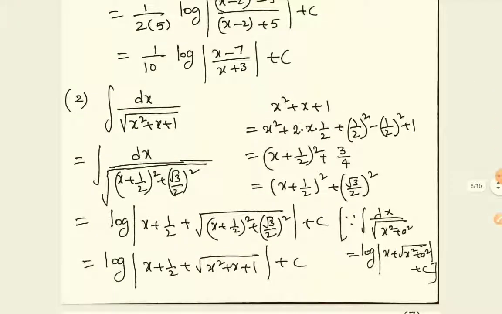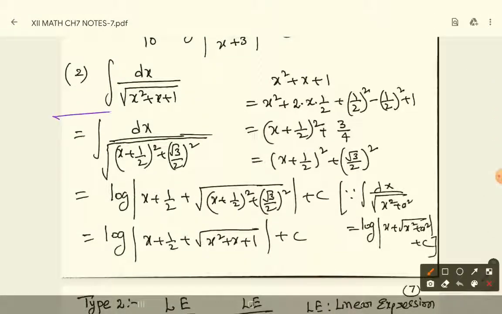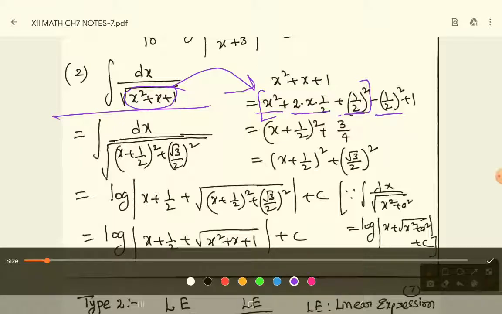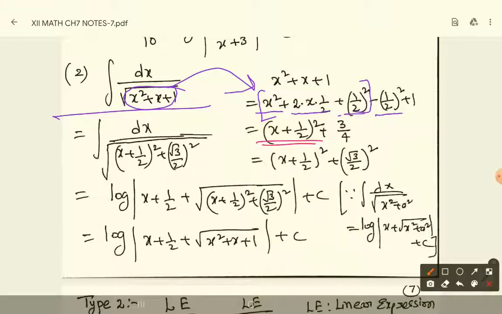Second question. If you see the second question, first x square plus x plus 1 can be taken separately and completing the square done. It is x square, a perfect square, 2 into x into 1 by 2 plus (1 by 2) whole square minus (1 by 2) whole square, so that this is (a plus b) whole square, where a is equal to x, b is equal to 1 by 2. So it is (x plus 1 by 2) whole square plus 3 by 4, because this can be simplified and written as plus 3 by 4. So it is (x plus 1 by 2) whole square plus (root 3 by 2) whole square.